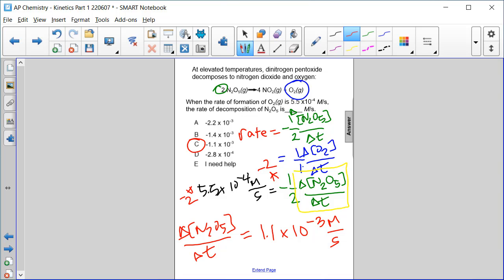And what that tells us is that the N2O5 will decrease at twice the rate that the O2 will appear. That rate is half as much. The appearance of O2 is half as much as the disappearance of N2O5, given that 2-to-1 stoichiometric ratio.